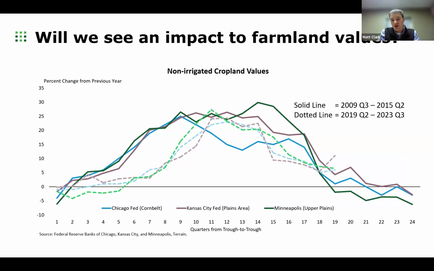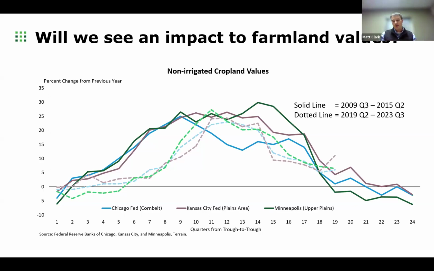There's differences in drivers. If you think about '09 to 2015, interest rates were low. You had kind of the ethanol boom. You had China purchasing an awful lot of product. You also had generally high commodity prices. We were on a really good run even on the permanent crop side, if you think about that. That's different than the scenario we're in today. But we don't yet see that decline in farmland values en masse.